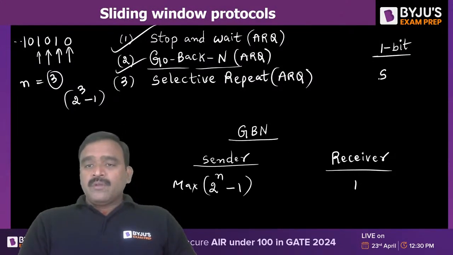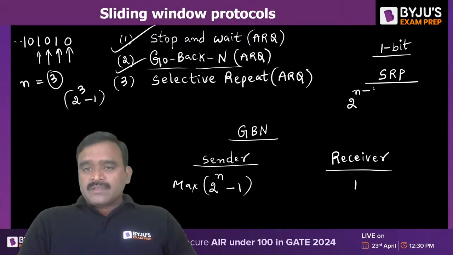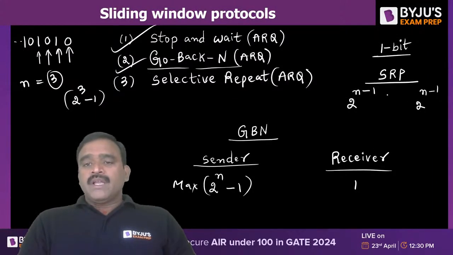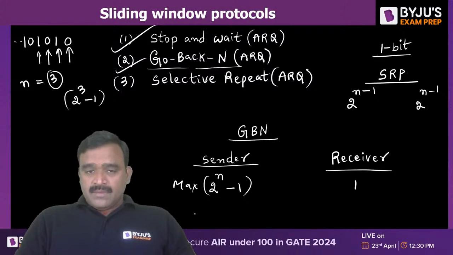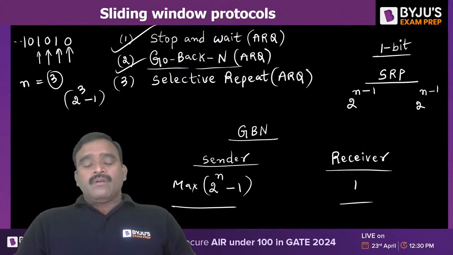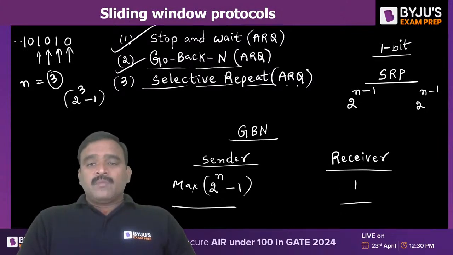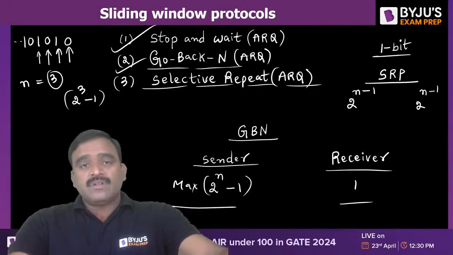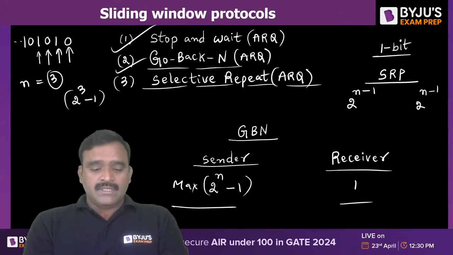Similarly, selective repeat protocol, SRP. So sender window size is 2 power n minus 1. Receiver window size is also 2 power n minus 1. Minus 1 is in the power, not in the base. Here it is in the base. Okay, so that is the selective repeat protocol: maximum sender window size and maximum receiver window size.